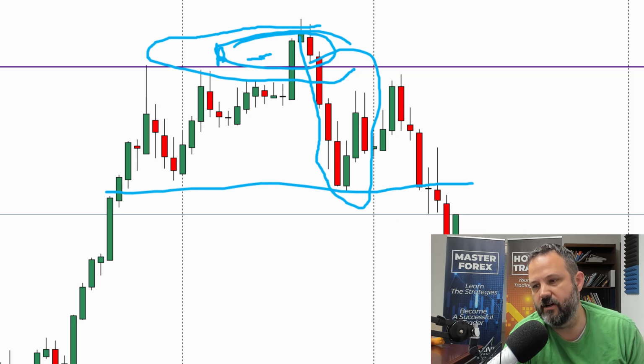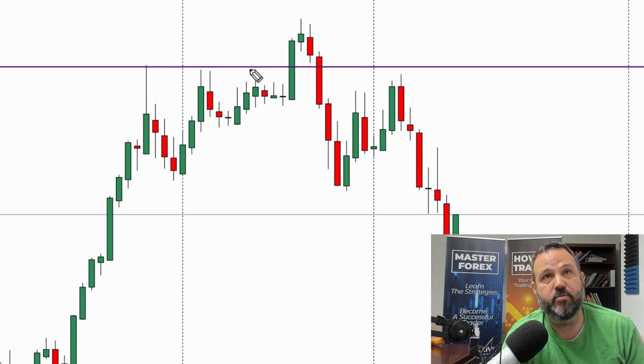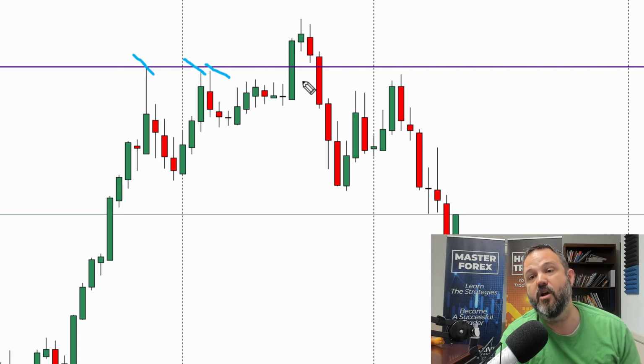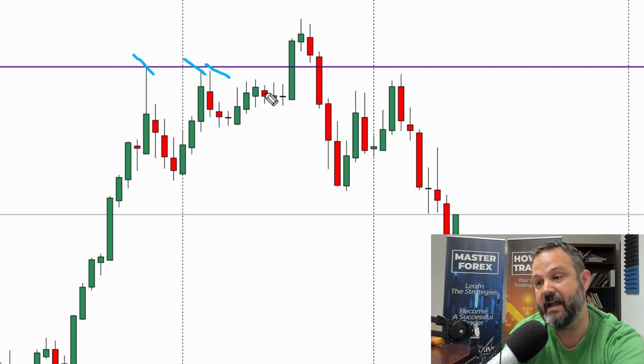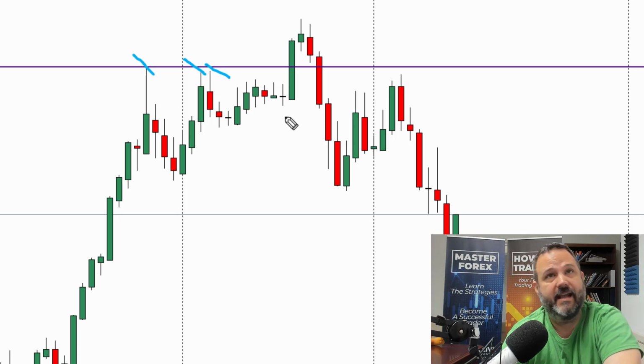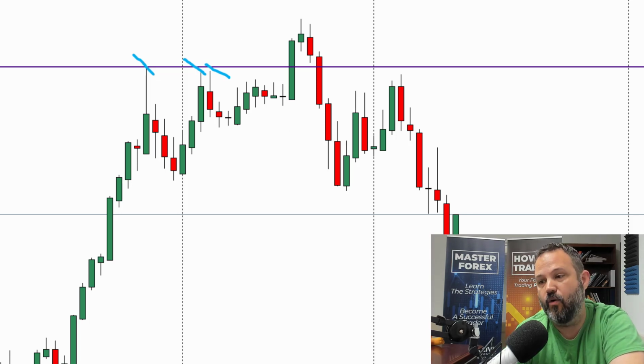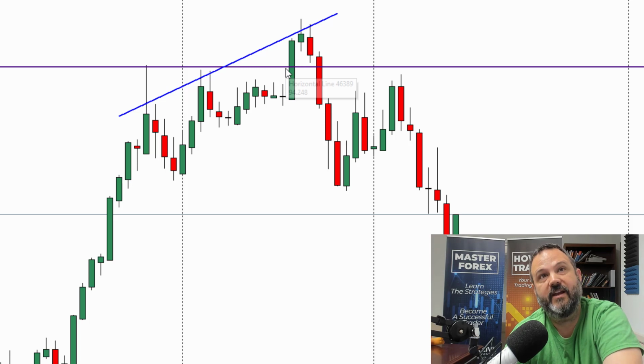Now, the point here is that people are trading breakouts, and I want to teach you how to use this megaphone pattern to avoid it. And if you would have known that there was an upward trend line here, you possibly could have avoided this fake breakout.